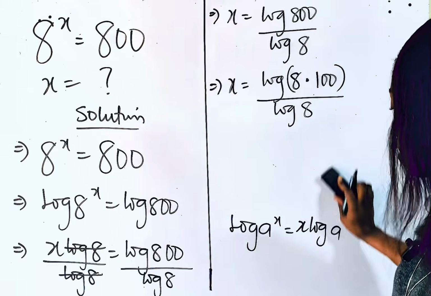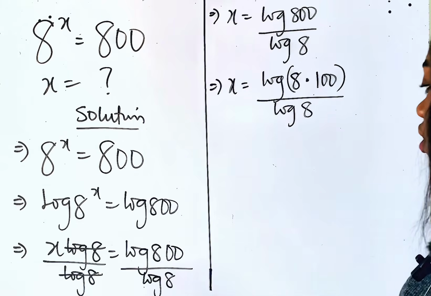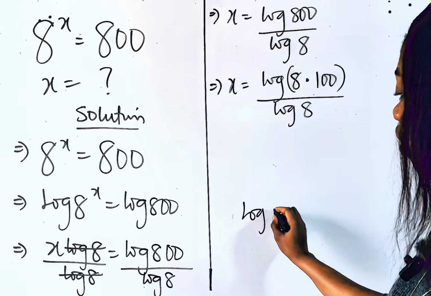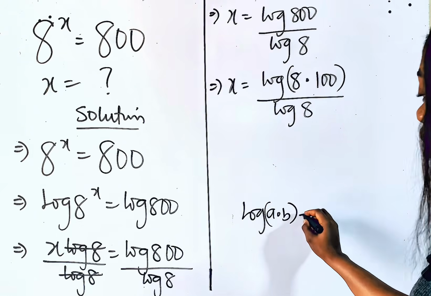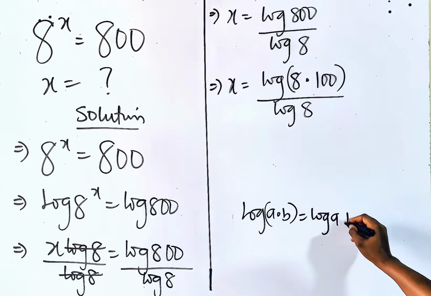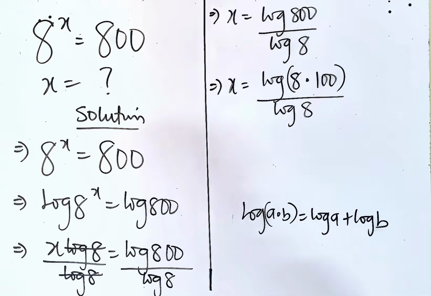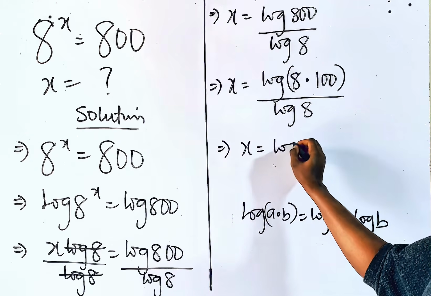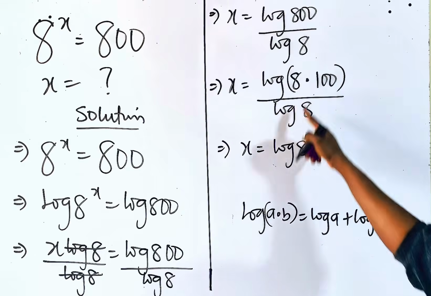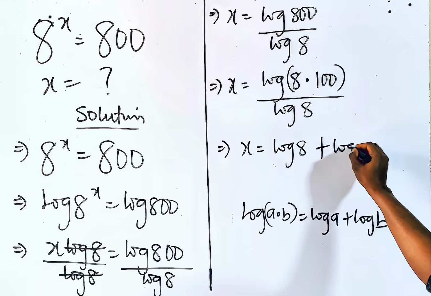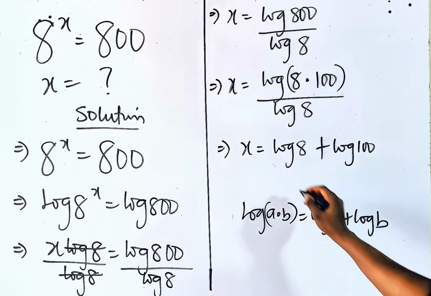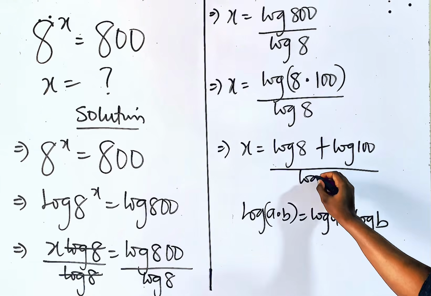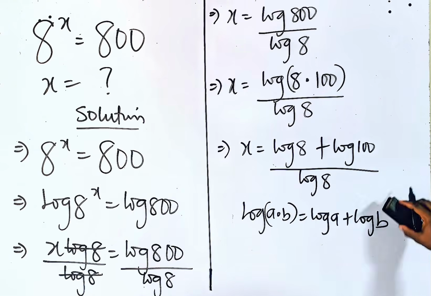Now, what do we do next? Just remember at this point that for every log of a multiplied by b, it's always log of a plus log of b. So if you apply it here, we have x is equal to log of 8, this will turn to addition, so you add log of 100, and it is divided by log of 8.